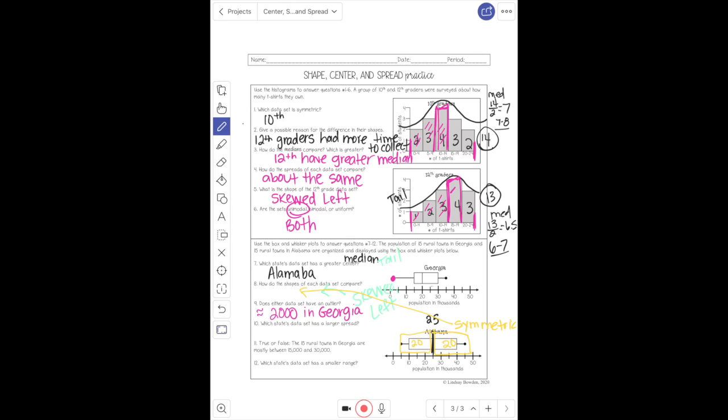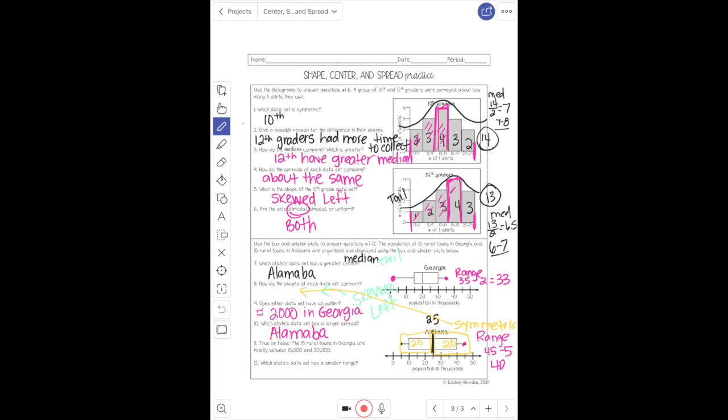Which state has a larger spread? So here we go. Now we can actually calculate the spread. We can do the range here. So my range is my maximum. My maximum is 35 minus my minimum is 2. So this is spread out by 33 units. My range for Alabama, I have 45 minus 5. So that one's spread out by 40 units. So which one has a larger spread? The one that has a larger spread is going to be Alabama.